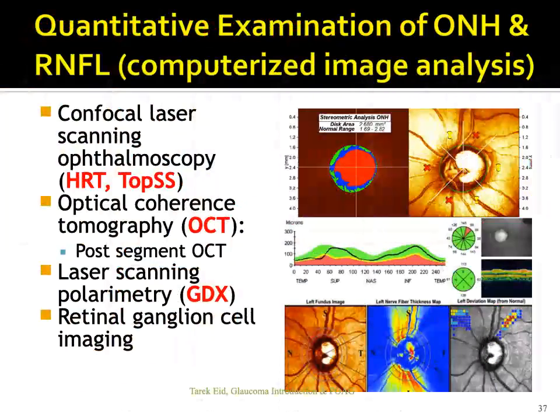New methods of examination of the optic nerve head and nerve fiber layer are the computerized image analysis using laser technology. We have the confocal laser scanning ophthalmoscope. Also, we have the optical coherence tomography of the optic disc and retinal nerve fiber layer. Also, we have the laser scanning polarimetry or the GDx. These are new objective methods for examining the optic disc and nerve fiber layer.